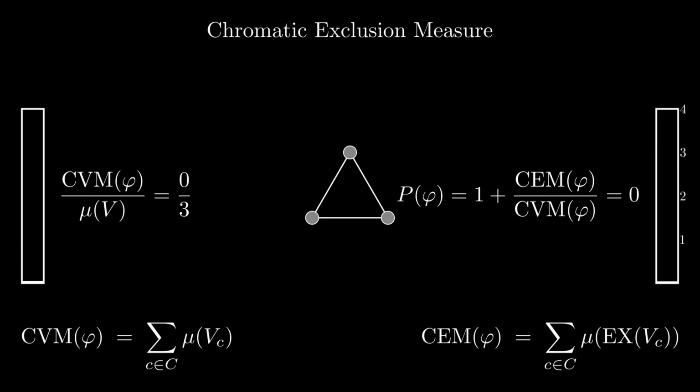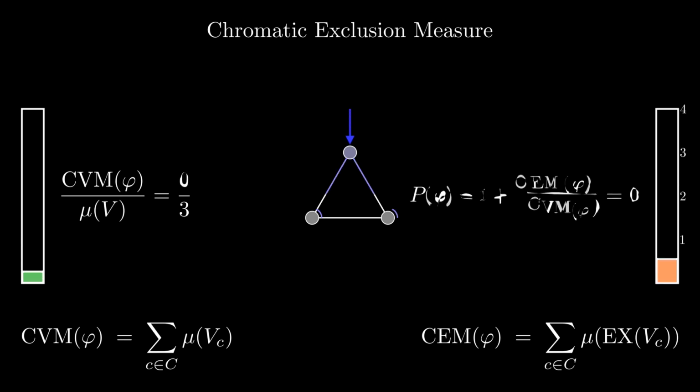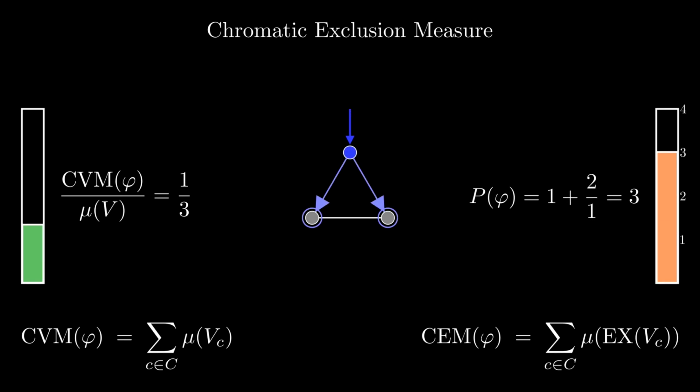And with that, we can build a much tighter and general lower bound. Take note of what P is. 1 plus CEM divided by CVM. We colored one vertex and excluded 2. The chromatic pressure of our graph is now 3, and it will stay that way.